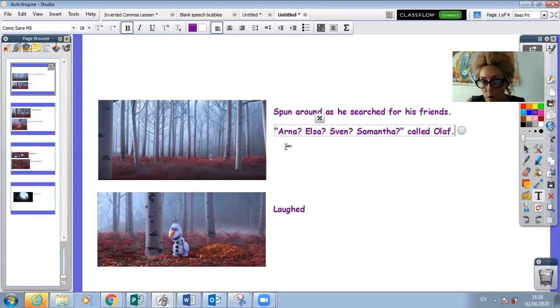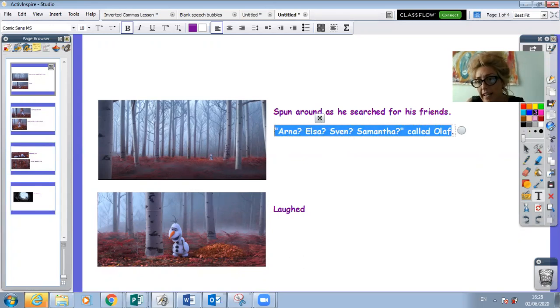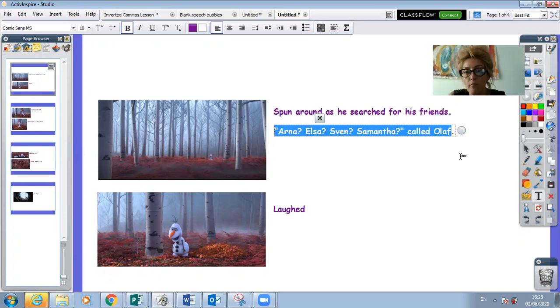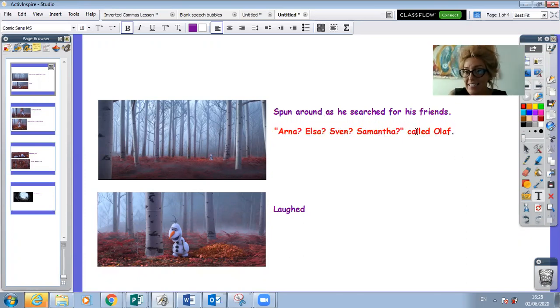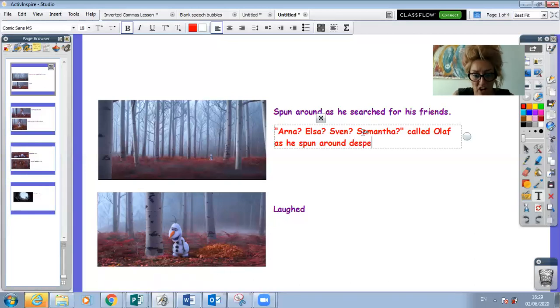I've written down what he says. Let's do that in a different colour, in red. Anna, Elsa, Sven, Samantha, called Olaf. Then we add the second bit on, and then you can copy what I've put or make it better. As he spun around, desperately searching for his friends.